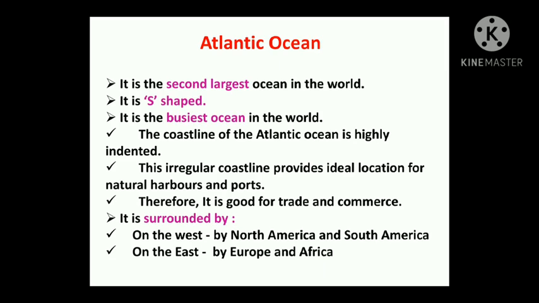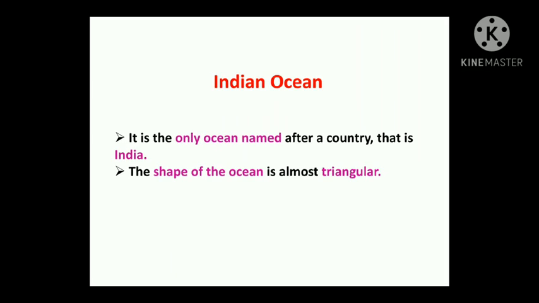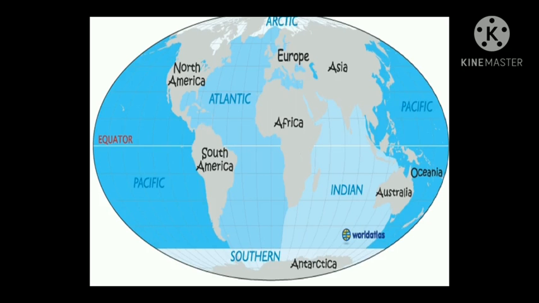And this ocean is surrounded by North America and South America on the west and Europe and Africa on the east. So these are the main features of Atlantic Ocean. And the next one is Indian Ocean. Indian Ocean is the only ocean named after a country, that is India. And the shape of the ocean is almost triangular. And it is bound by Asia in the north, Africa in the west and Australia in the east. So these are the main features of Indian Ocean.